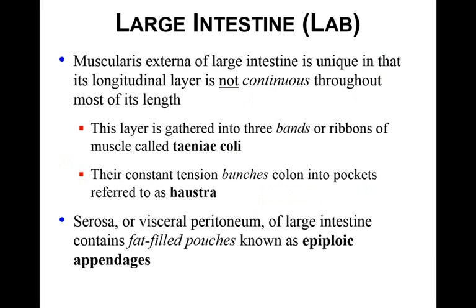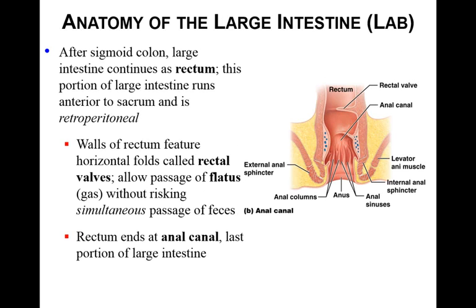The muscular externa of the large intestine is unique. Its longitudinal layer is not continuous through the whole thing. It gathers into 3 bands called the taeniae coli, and their constant tension bunches the colon into pockets called haustra. The serosa here has flat pouches known as epiploic appendages. So there's some of that anatomy there.